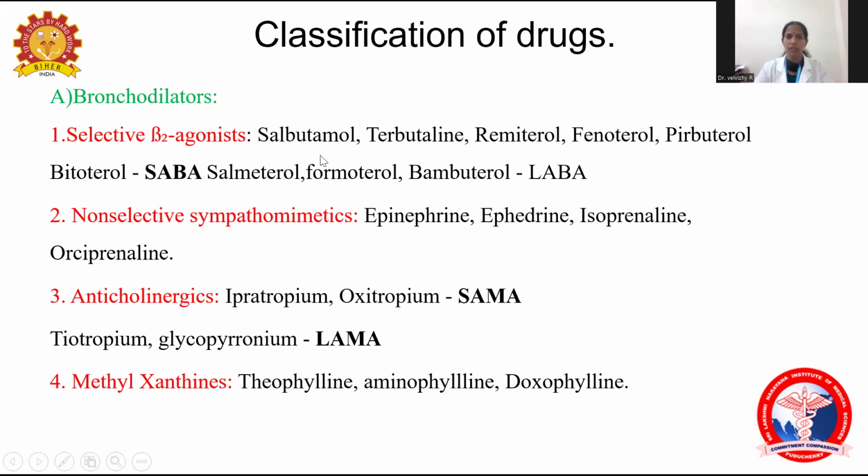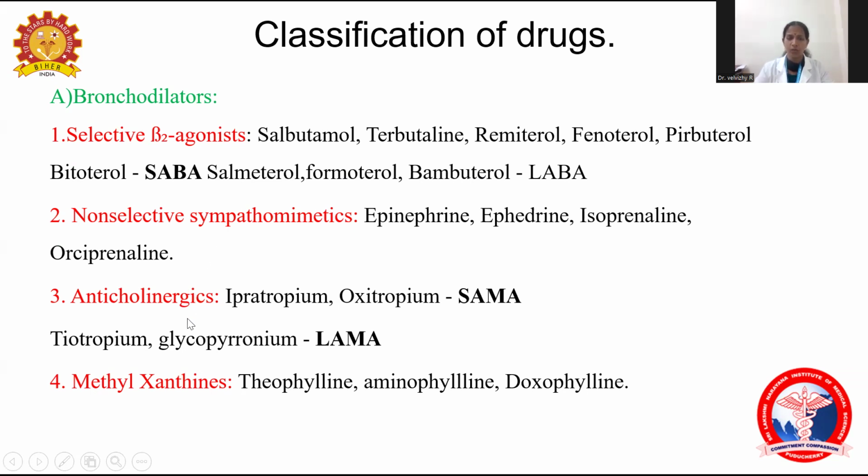In beta 2 agonists, we have two groups of drugs: short-acting beta 2 agonists and long-acting beta 2 agonists. These are called SABA and LABA. Examples for short-acting beta 2 agonists are salbutamol, terbutaline, rimiterol, fenoterol, pirbuterol, and bitolterol. And for long-acting, we have salmeterol, formoterol, and bambuterol. Among these, salbutamol and terbutaline are the most commonly used drugs among the selective beta 2 agonists.